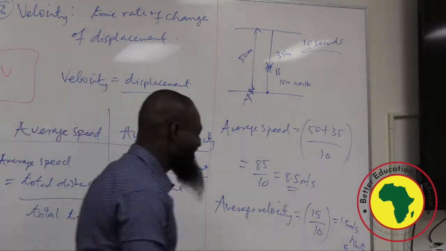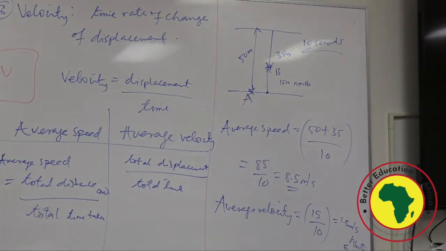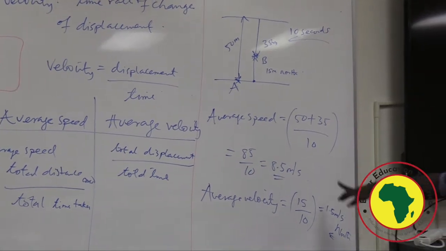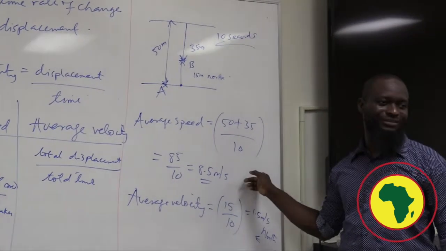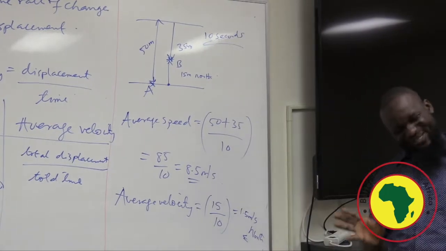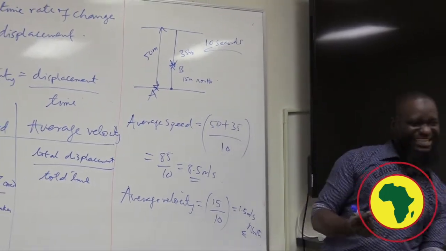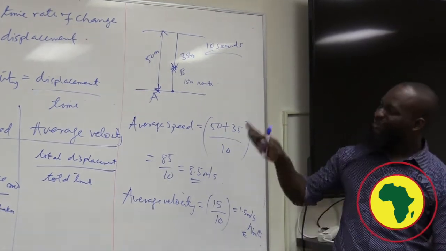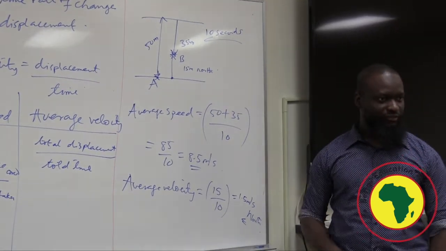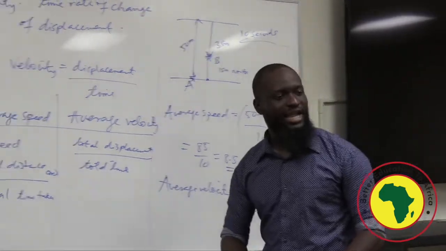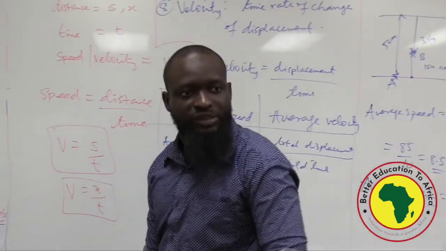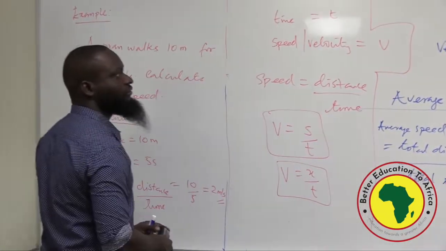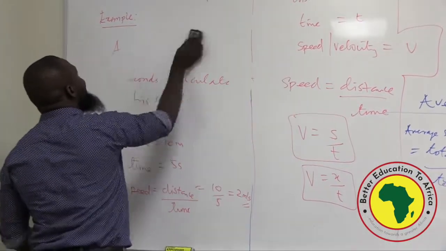So do you see why we cannot say that velocity is just speed plus direction? If velocity was speed plus direction, it should have been 8.5 north. But it's not, because displacement and distance sometimes don't tally with each other. Is that okay? So you know the difference between average speed and average velocity. Then we have another kind of speed and velocity called uniform speed, uniform velocity. That's our next definition.